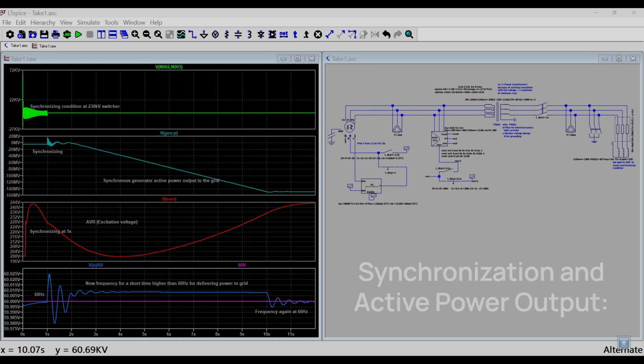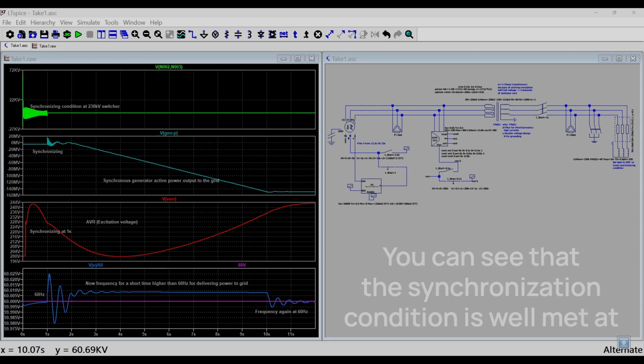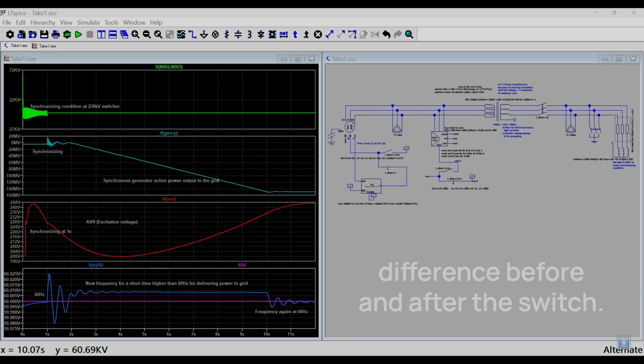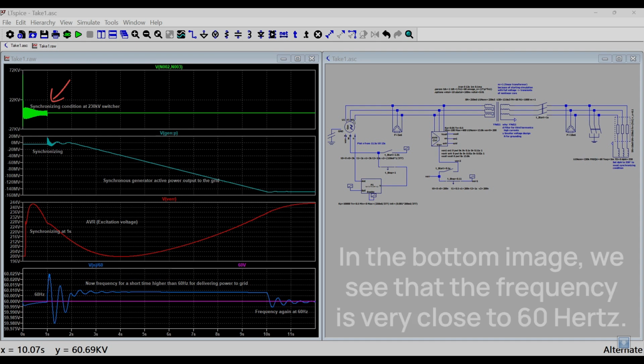Synchronization and active power output. Now we start the simulation from 0 to 12 seconds. You can see that the synchronization condition is well met at the 1 second mark when looking at the voltage difference before and after the switch. In the top image, we see that the voltage difference is approximately 4 kilovolts. In the bottom image, we see that the frequency is very close to 60 Hz.